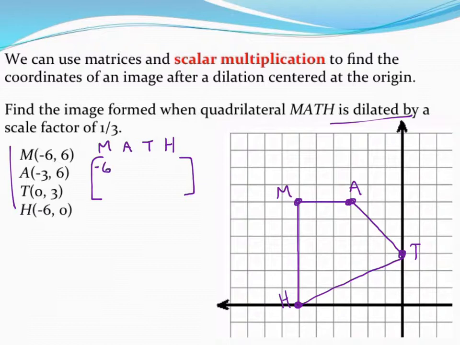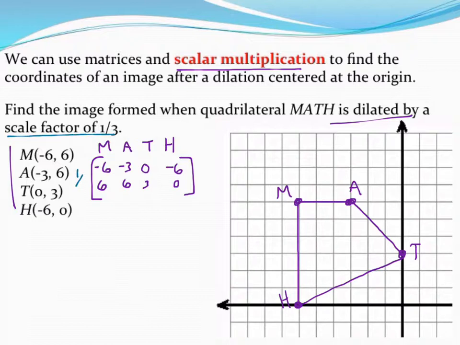So I've set up my matrix. Recall that we set these up as x on the top and y on the bottom. So there's coordinate m. And if we finish that out, there's coordinate a and t and h. And one way that we can perform a dilation is to use scalar multiplication, which you may recall from a previous video just means writing a number outside of a matrix and then basically distributing or multiplying everything in that matrix by that number. So in this case, the scale factor of my dilation is going to be 1/3.